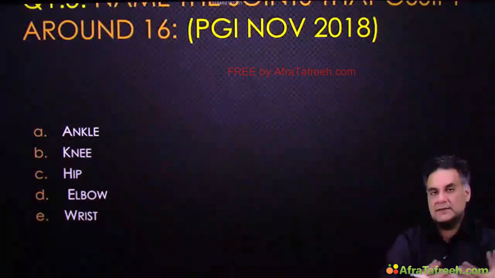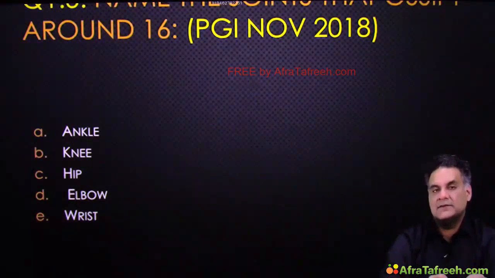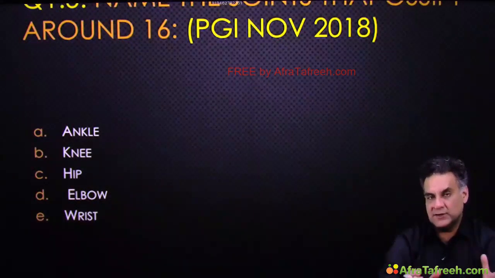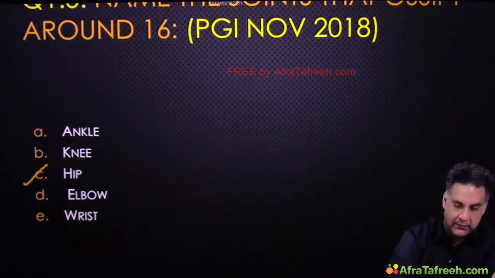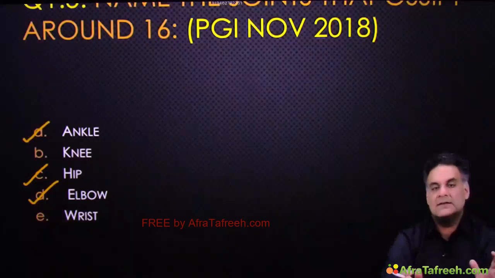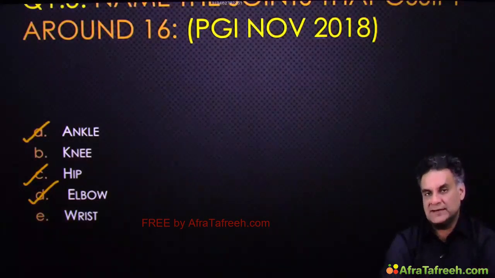Name the joints that ossify around 16. So we remember that what looks down is finishing early. So you have the ankle, you have the elbow and the hip. So hip, elbow and the ankle. These are 3 joints that ossify at 16.